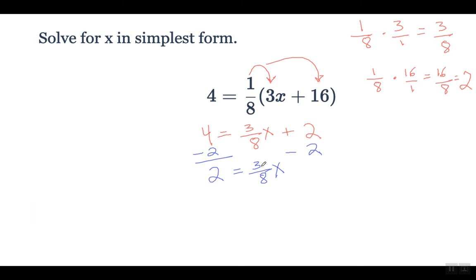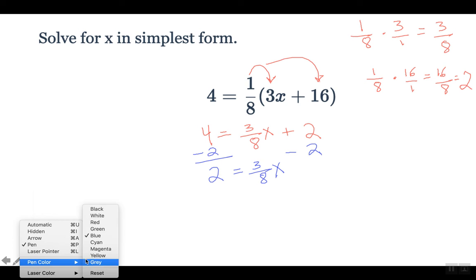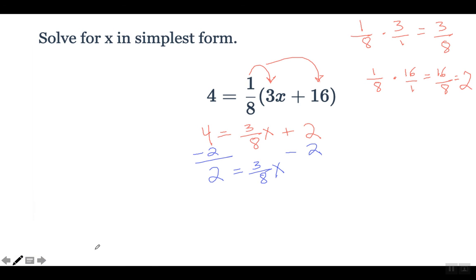Now to get rid of this fraction that's multiplying with the x, I'm going to multiply both sides of the equation by the reciprocal of 3 over 8. So the reciprocal would be 8 over 3.